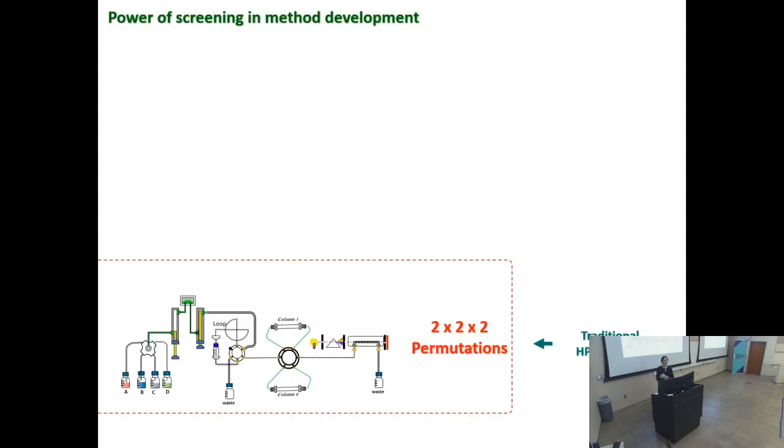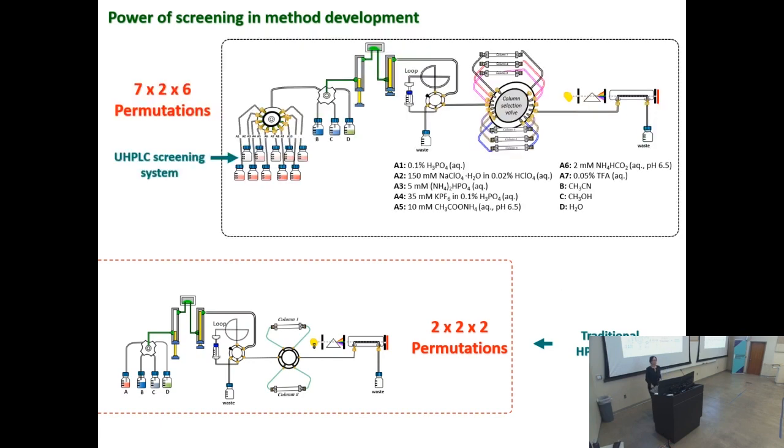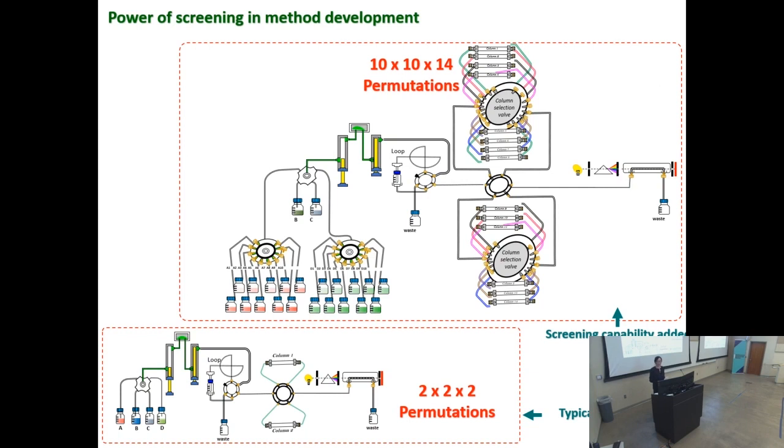So there's the simple LC instrument with 2 columns and 4 mobile phase lines. To increase the speed of method development, you can add a column switch valve in the column compartment to install more columns, and also you can add multiple solvent switch valves to get more mobile phases. If that's not enough to increase the screening capacity, you can add more columns in there, and also more mobile phases.